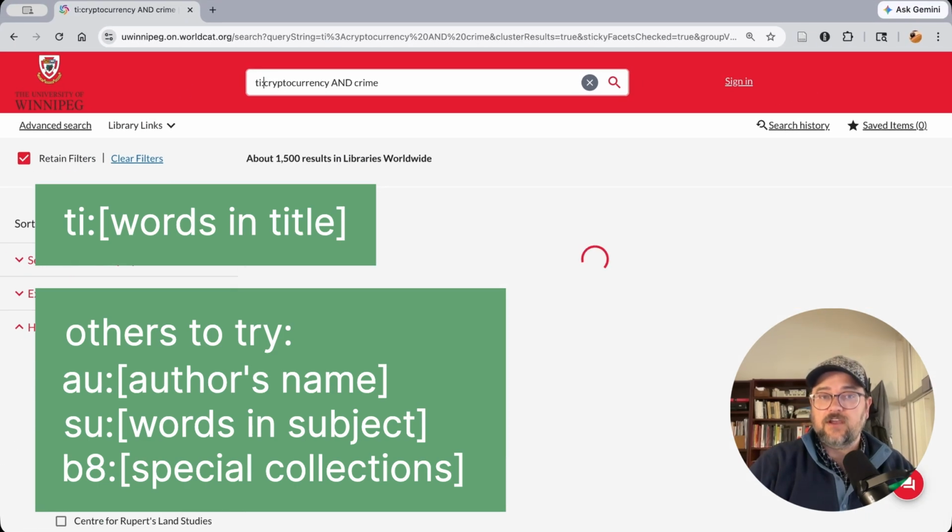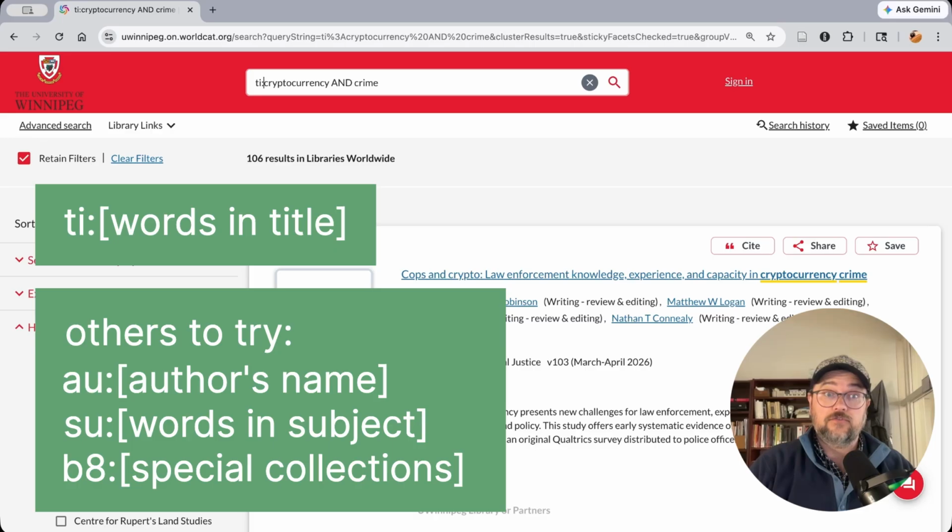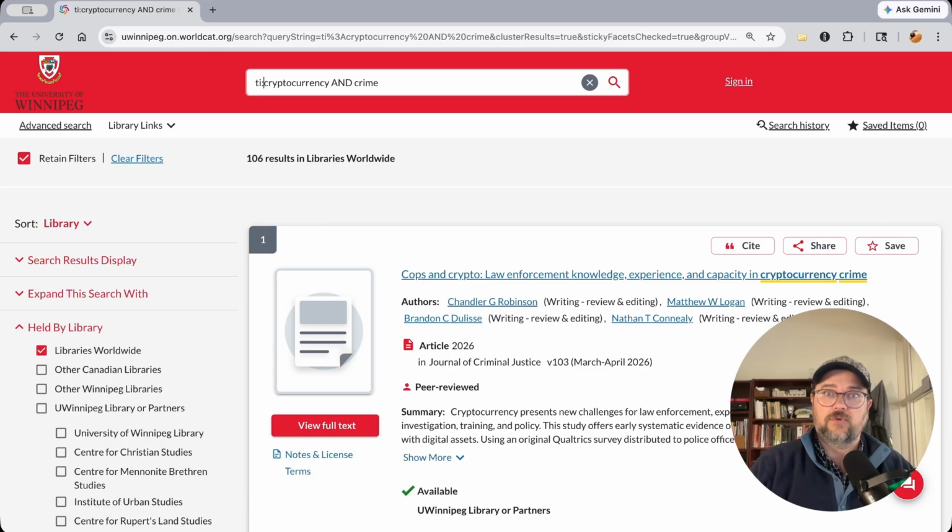So here we can take our 1,500 results down to 106 using the very same search terms, but insisting that those search terms be found within the title. So this is another really effective way of still examining the same keywords, the same concepts, but reducing the number of sources that you need to consider by only searching for those words within the title of the work.